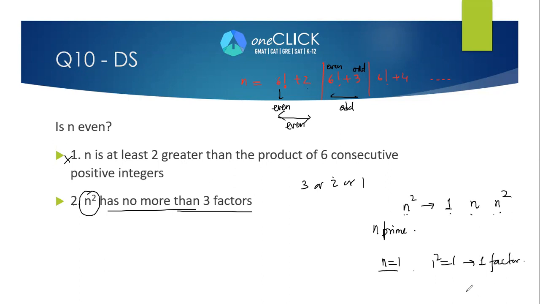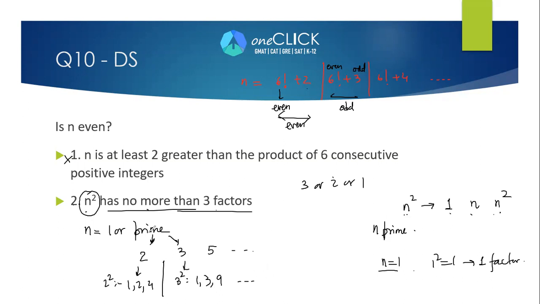Okay. So now it says that n square has no more than 3 factors. So that means we can clearly say that n is either 1 or some prime. And since it is prime, then there is an option of 2 coming in, or 3 or 5, etc. So if n is 2, then n square is 4. So the factors for 2 square would be 1, 2, and 4. For 3 square, it would be 1, 3, and 9, and so on. So that means again, n can be either even or odd. Both are possible. So 2 is also not sufficient to answer.